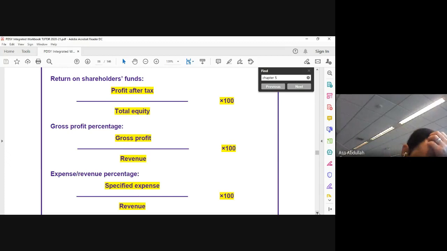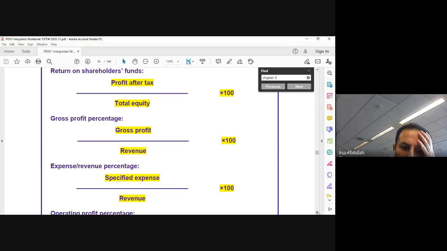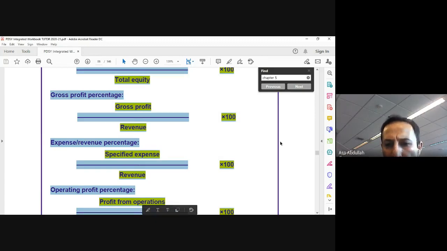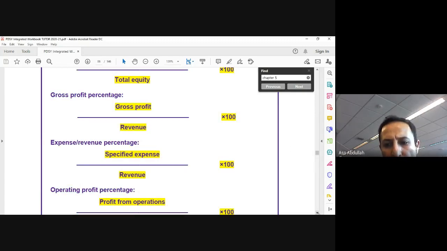Again, in terms of expenses, you will not see this requirement in the exam. I have never seen this requirement in an exam before. But if it is asked, it would be specified expenses over revenue. For example, the specified expense is probably cost of goods sold or the other expenses. Again, you can find this figure from the statement of profit and loss.